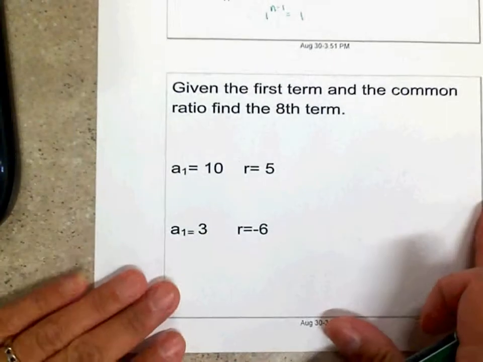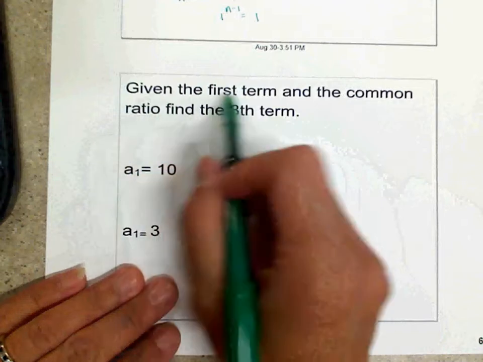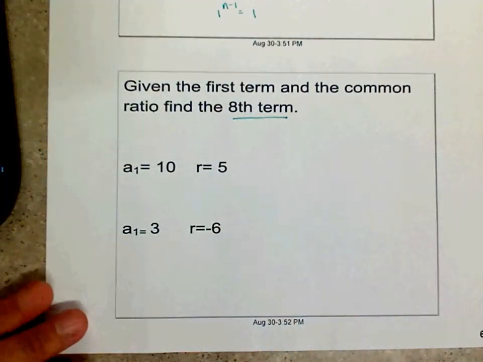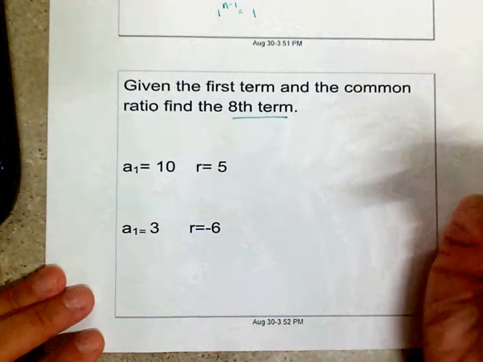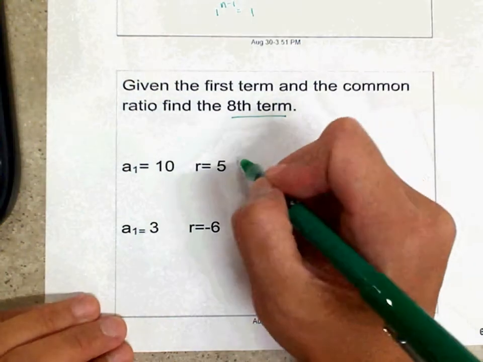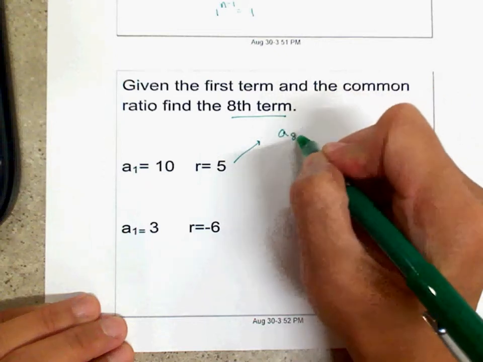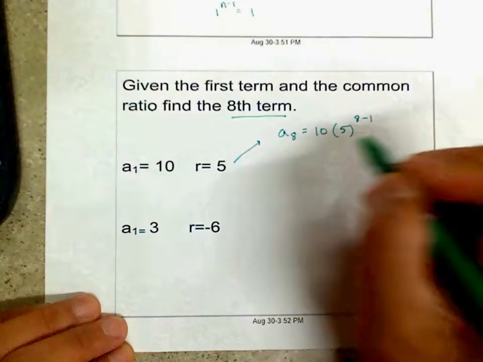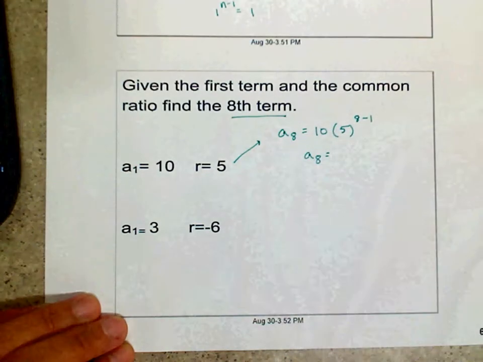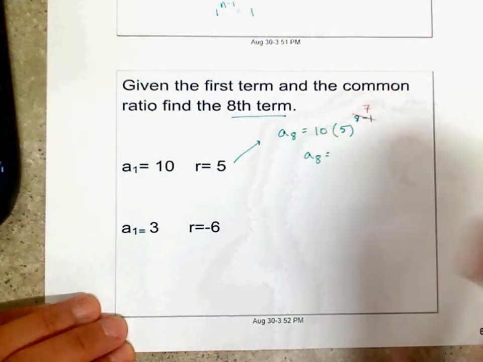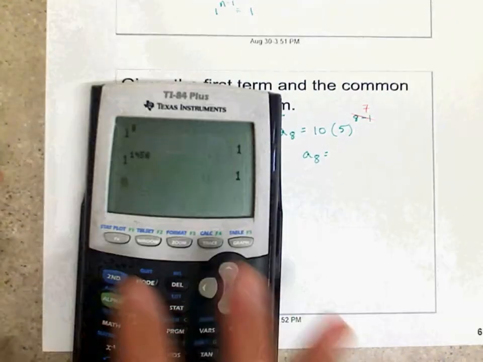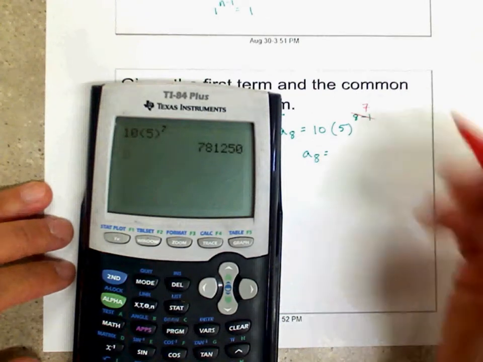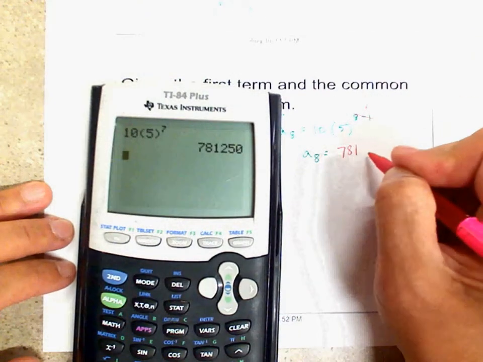Next part. Given the first term and the common ratio, find the 8th term. So before you can find an 8th term, you have to actually write the equation first. So 8th term equals your first term times your R, 8 minus 1. So what is your 8th term going to be? I'll go ahead and make that a 7. Okay? Easier to type in. 10 parentheses 5 raised to the 7. So that is 781,250.